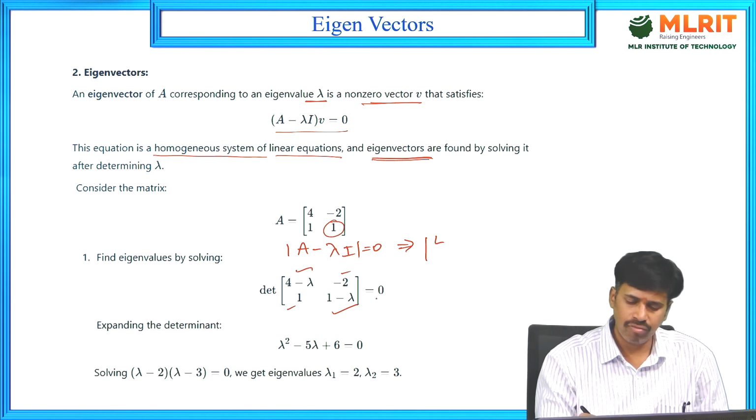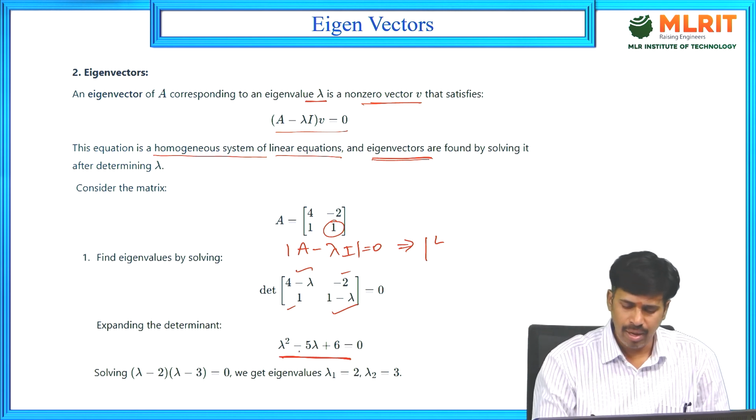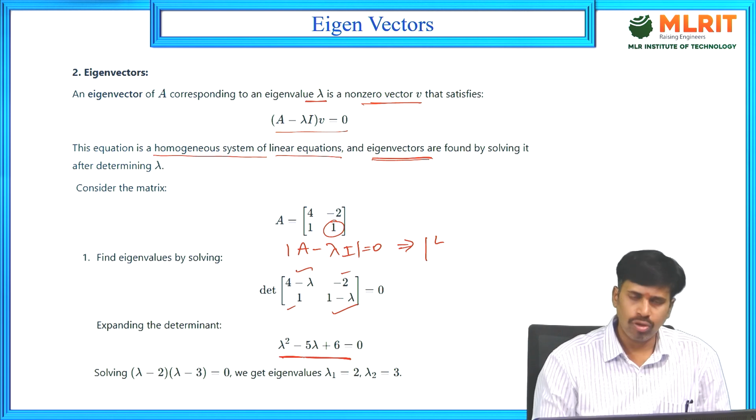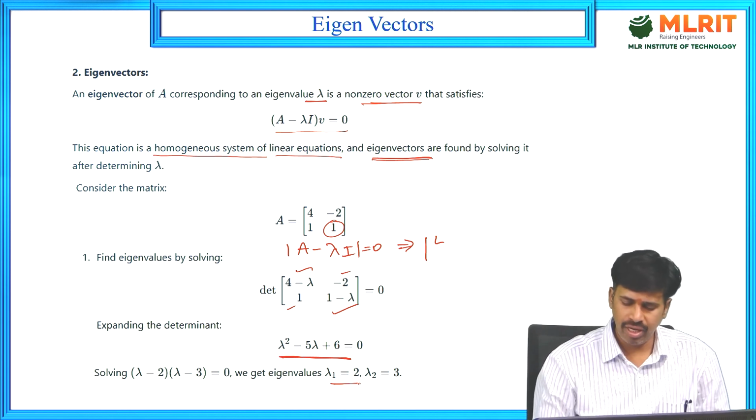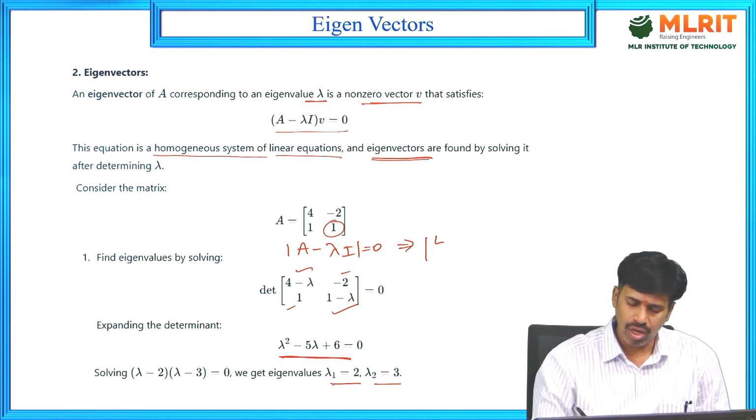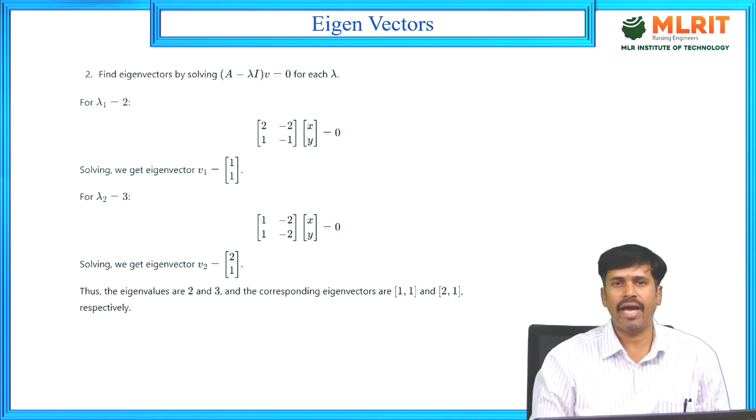So find the determinant of this and equate to 0, we get the second degree equation which is lambda square minus 5 lambda plus 6 equal to 0. We know that there are two roots, lambda 1 equal to 2, lambda 2 equal to 3 for this equation. These two are called eigenvalues for the given matrix. At each eigenvalue we find the corresponding eigenvector.